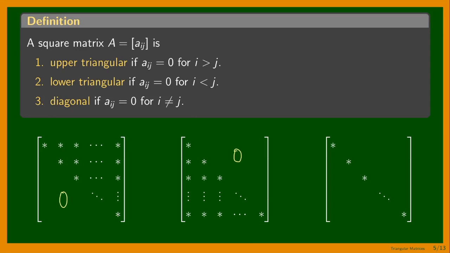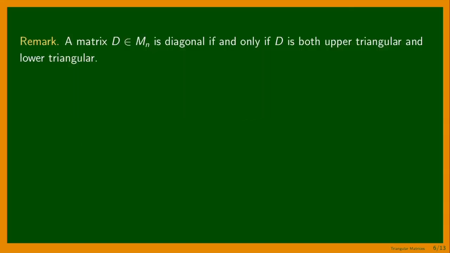Lastly, for a matrix to be diagonal, the entries off the main diagonal are zeros. That's what we mean by a diagonal matrix. And whatever the entries on the main diagonal, we do not really care. Take note that a diagonal matrix is a matrix that is both upper triangular and lower triangular.